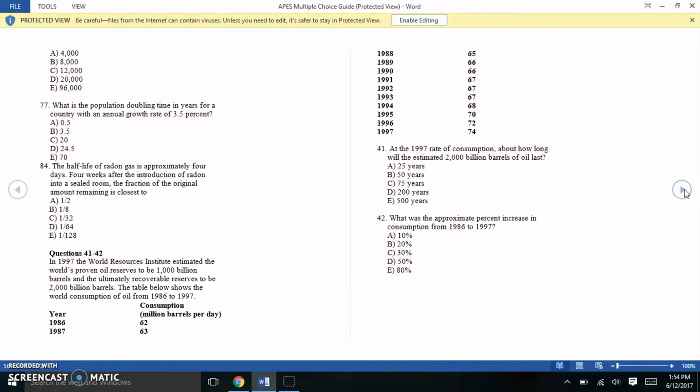Questions 41 and 42 are based on the World Resource Institute here, giving the amounts of billions of barrels of oil and giving you numbers, and you would use the numbers given here to figure out that calculation.